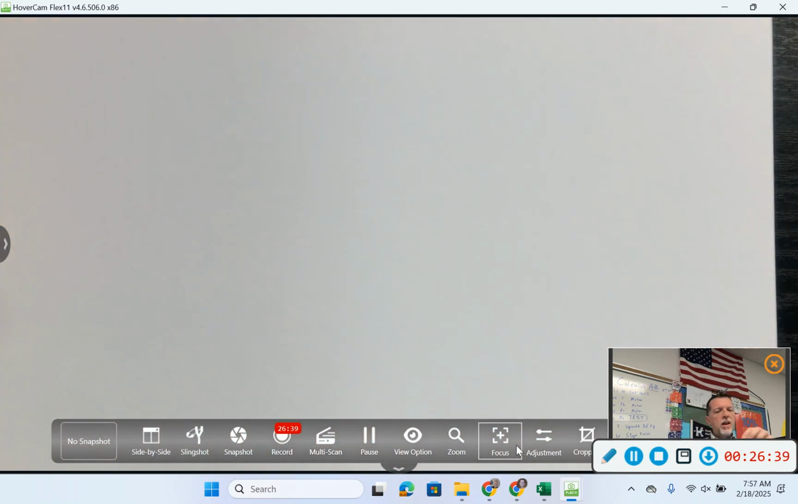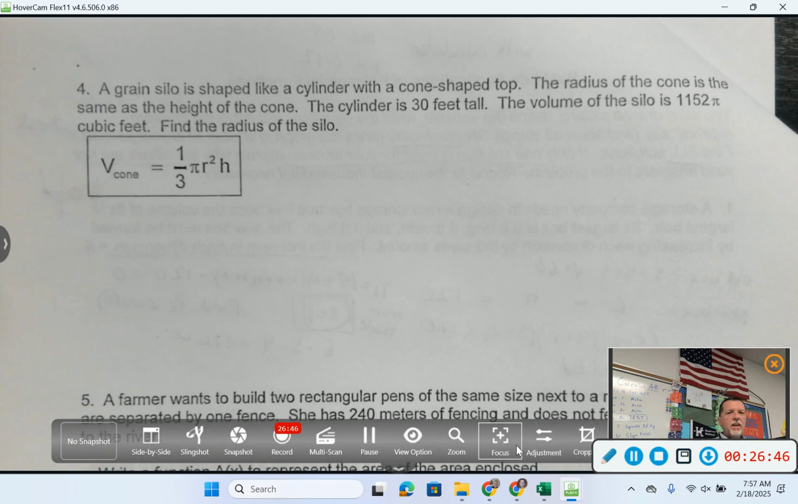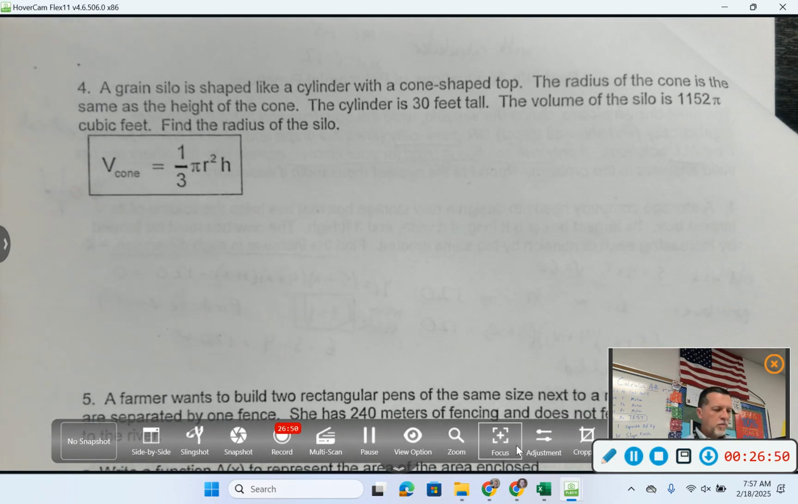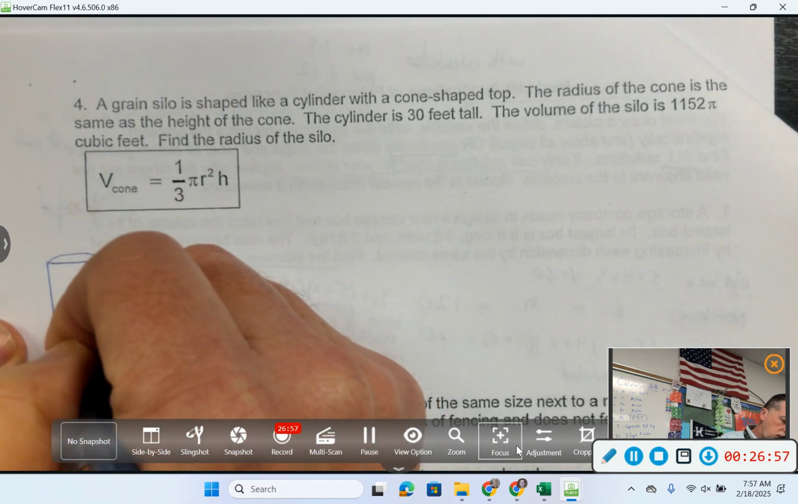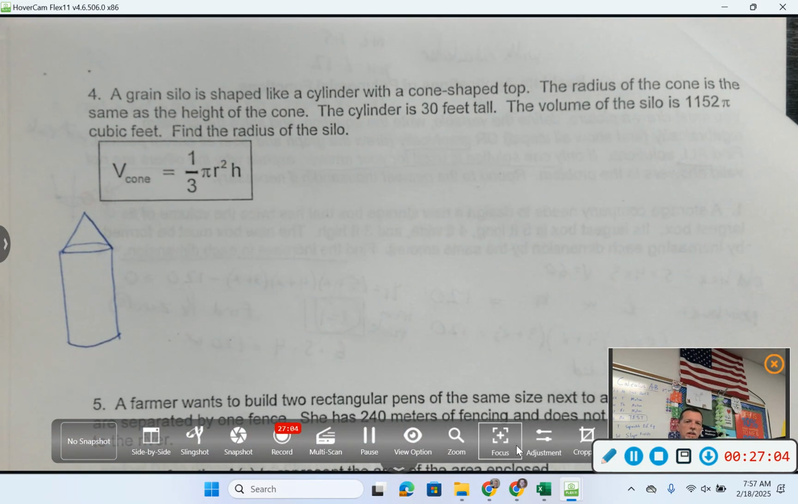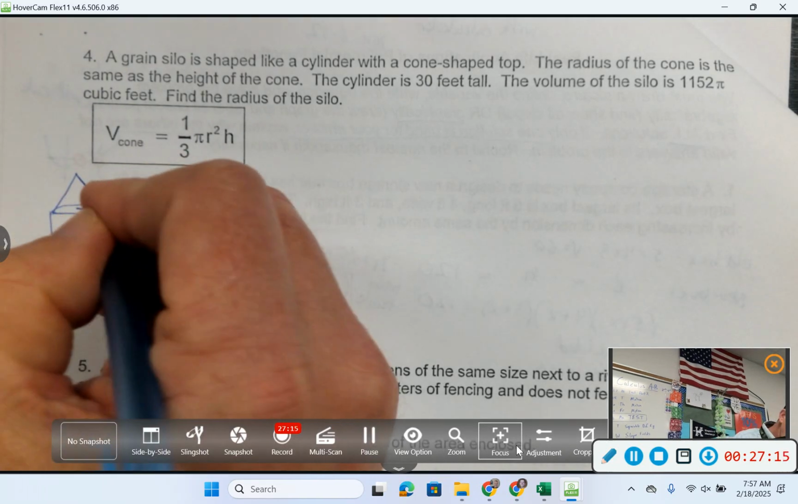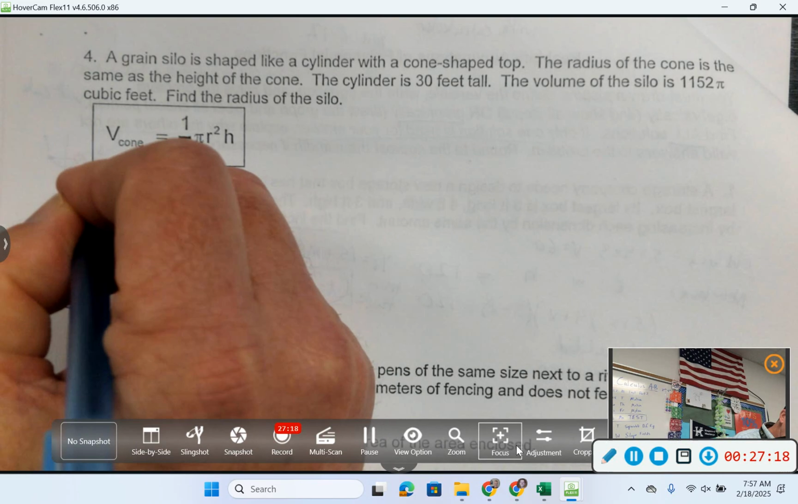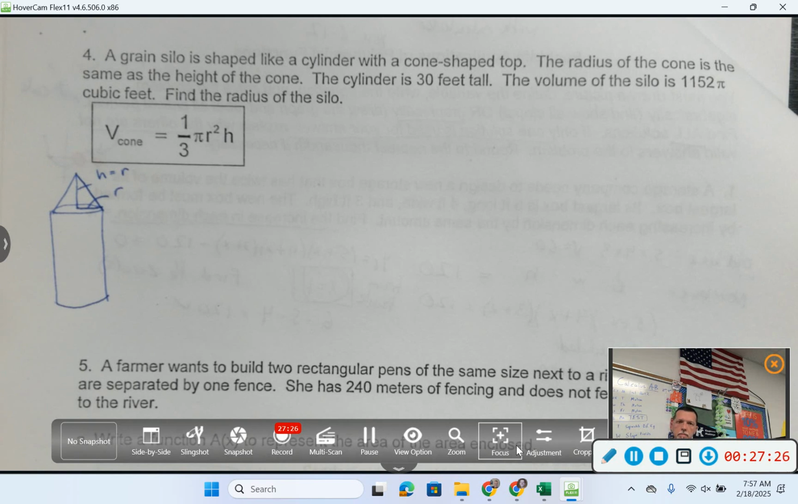Number 4. A grain silo is shaped like a cylinder with a cone-shaped top. Cylinder with a cone on top. The radius of the cone is the same as the height of the cone. Drawing not to scale, right? The radius of the cone is the same as the height of the cone. The cylinder is 30 feet tall.